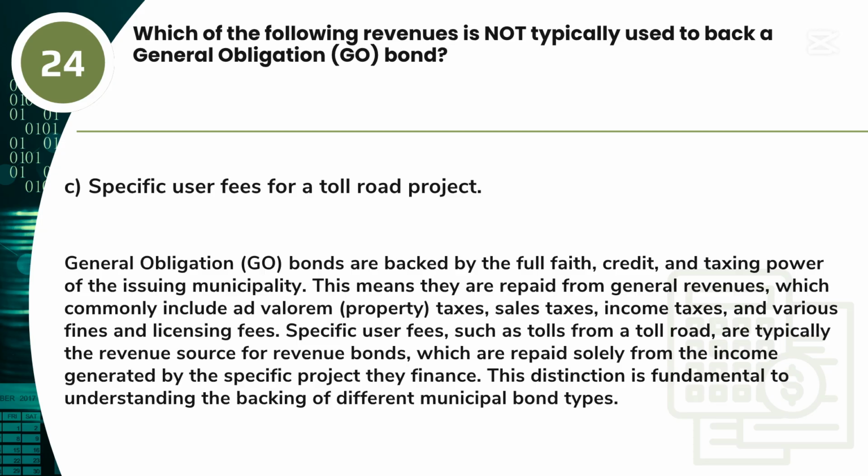Specific user fees, such as tolls from a toll road, are typically the revenue source for revenue bonds, which are repaid solely from the income generated by the specific project they finance. This distinction is fundamental to understanding the backing of different municipal bond types.